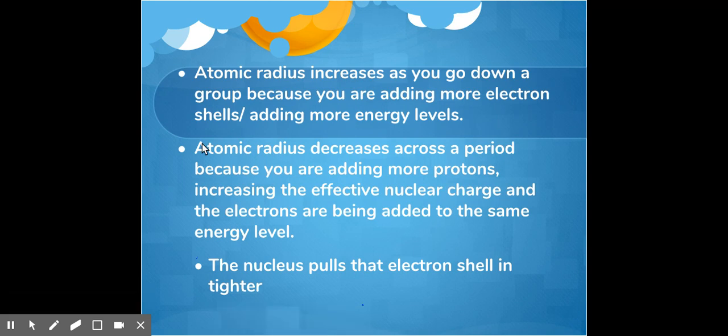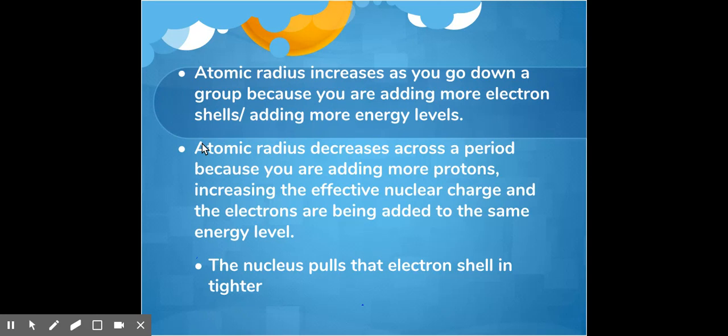Okay, so atomic radius increases as you go down a group because you're adding more electron shells, or adding more energy levels. And atomic radius decreases across a period because you're adding more protons, increasing the effective nuclear charge, and the electrons are being added to the same energy level. This is going to cause the nucleus to pull that electron shell in tighter.